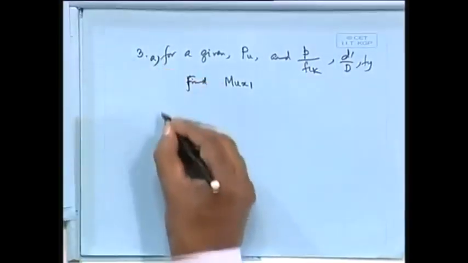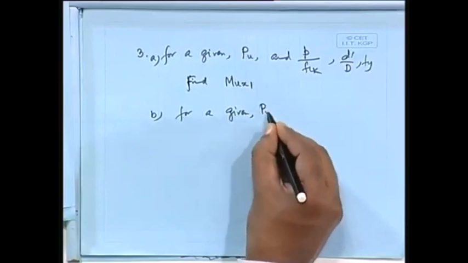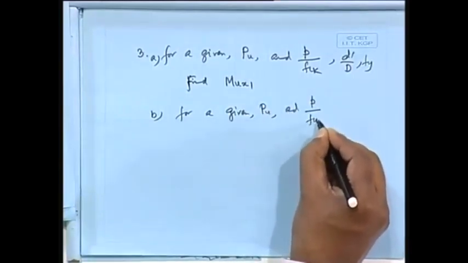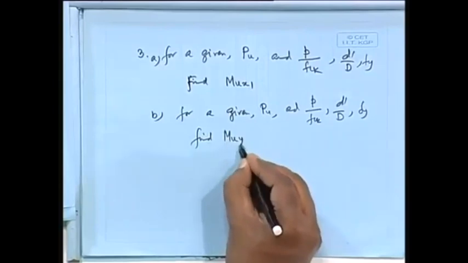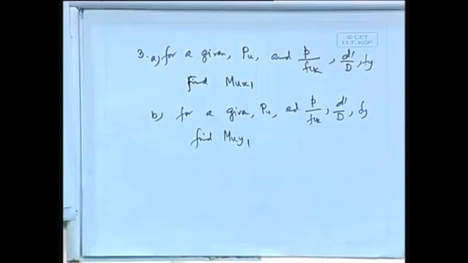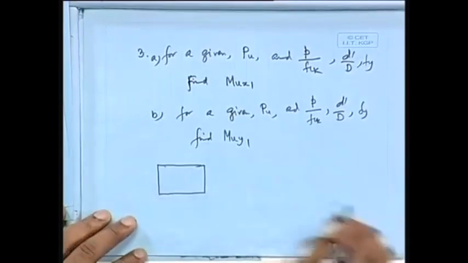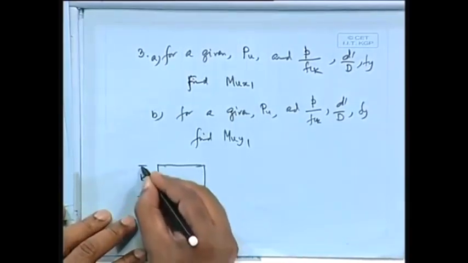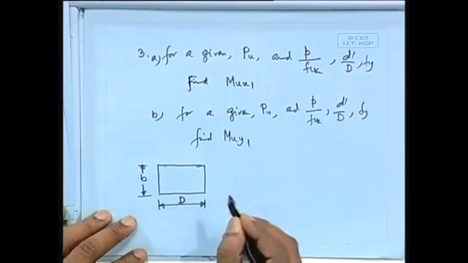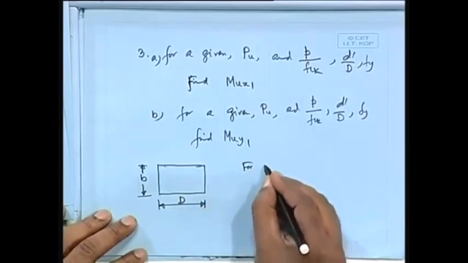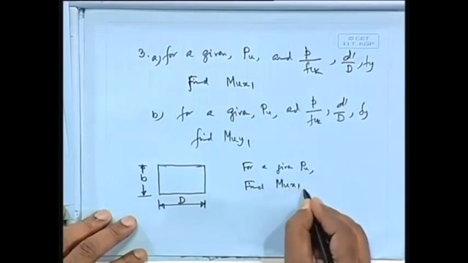Similarly, for the same Pu and p by fck, d dash by D and fy, I can find Muy1. So that means I can find out about the other axis. If this is your section, with B and D, I can find out Mux1 and Muy1 as I have told.